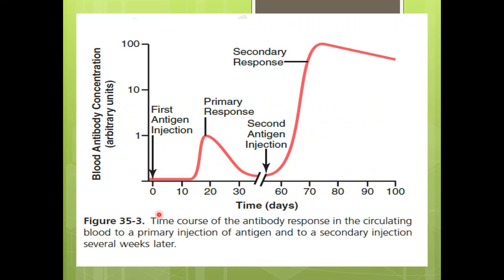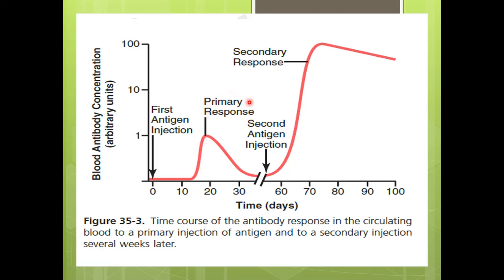Now, this diagram shows us the primary and the secondary response. When there is exposure to an antigen for the first time, the response sometimes requires weeks to appear, and this is the primary response. And we can see the titer of antibody, or the concentration of antibody, is not very large, and it appears after some time, so it is not a very potent response.